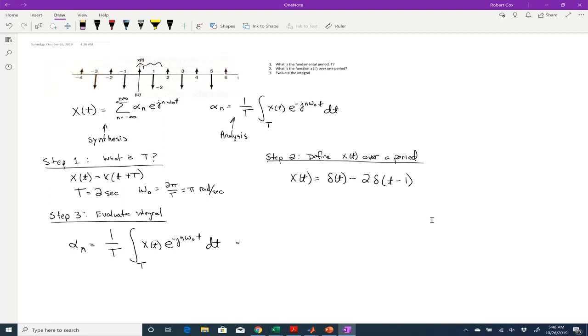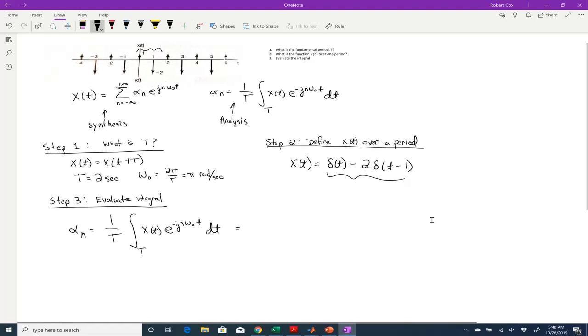If I were to do it over the next period, and I wanted to integrate over the next period, I could have said that it was delta of t minus 2, minus 2 delta of t minus 3, and so on and so forth. I'm going to choose to do it over this period here and evaluate it that way. So let's plug that in when we evaluate the integral.